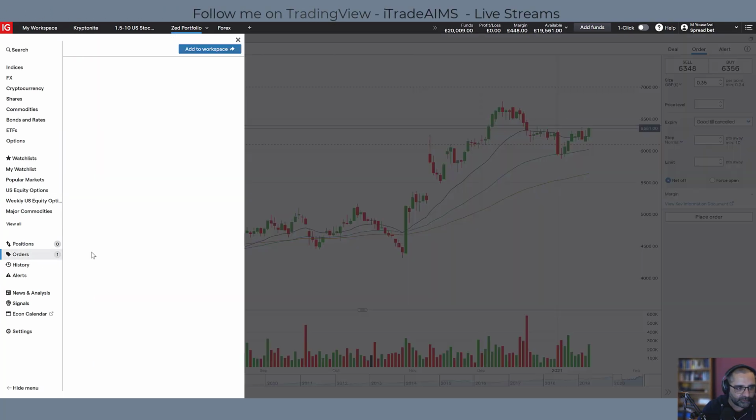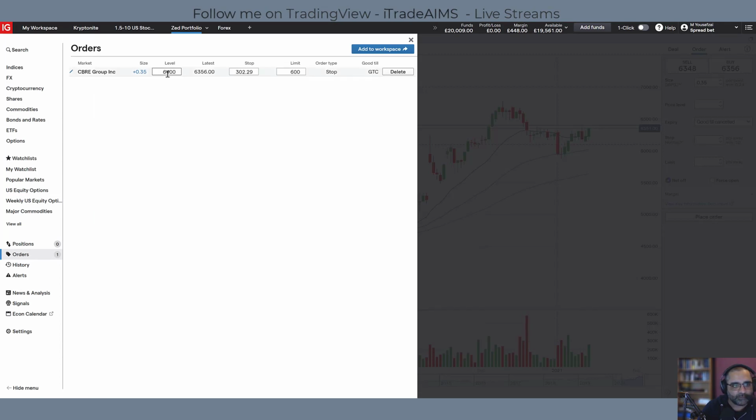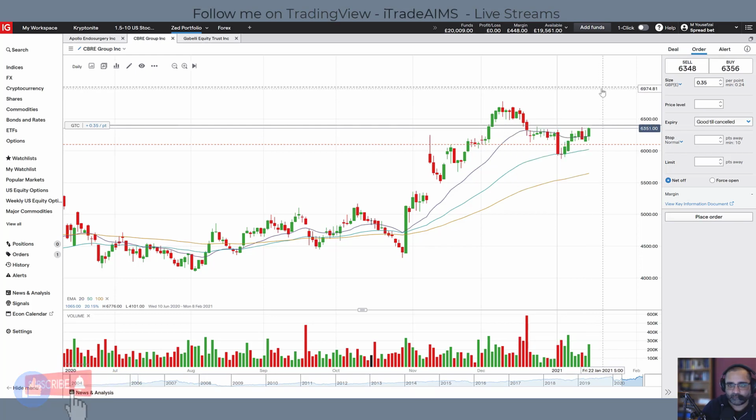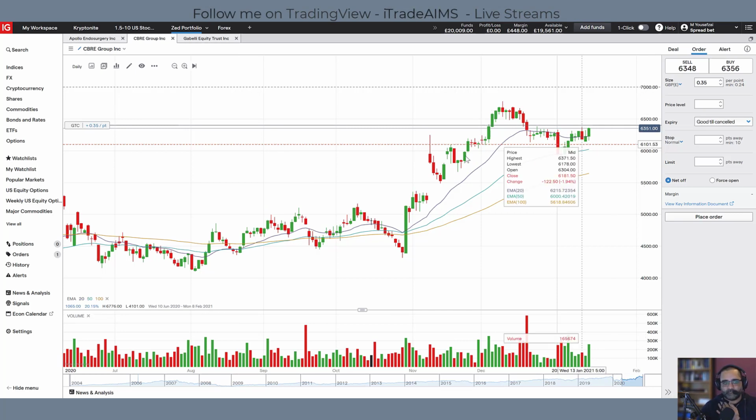If you go to the order history, we have the order level at 6400, the stop loss is 300 points below, and the target is 600. So that's the stop loss here. We would get out if it dropped to $61, and hopefully if it gets to $70, we'll take profits from this. That's it. It's 35 pence a point. So I'm going to go to the next one now.